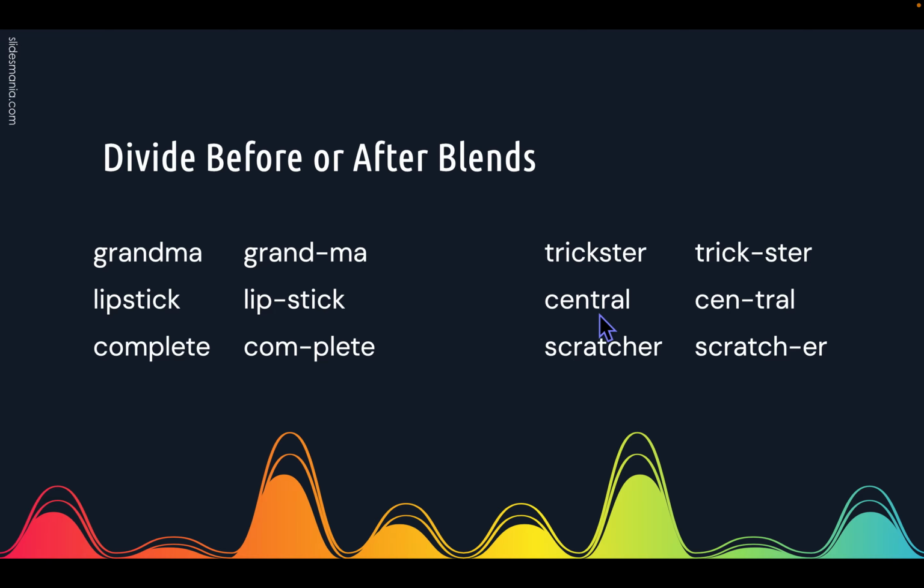Right here, we have 3 consonants. T and R are a blend, so they are going to stay together, so we will split between this consonant and this blend right here. This E is going to have its short sound because it's in the middle of a syllable. And this is going to be the soft C sound of S because it's before an E, I, or a Y to get central.